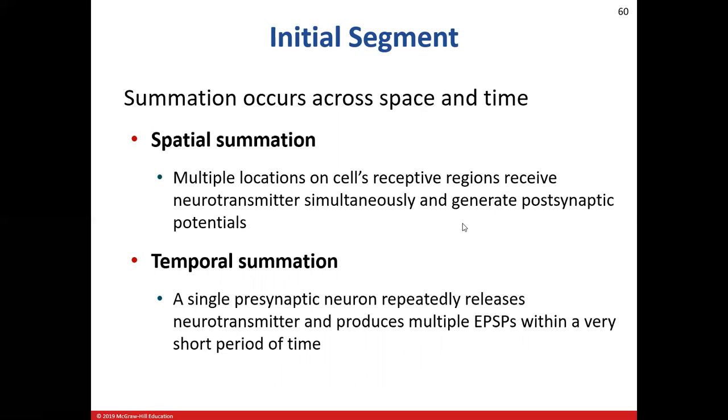Whereas temporal summation is slightly different. It's where a single presynaptic neuron repeatedly releases the neurotransmitter and actually produces multiple EPSPs within a very short period of time. So spatial summation is over a wide area or over space. Temporal summation is basically rapid fire order, almost like a machine gun at the exact same location.